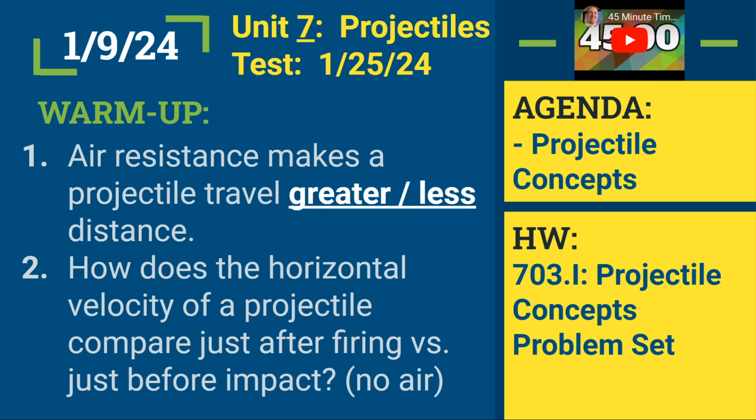The second question says, how does the horizontal velocity of a projectile compare just after firing versus just before impact? This question is assuming that there is no air resistance. And this is something that you looked at in the PhET whenever you were looking at the velocity vectors, and you should have been talking about what happens to the horizontal ones versus what happened to the vertical ones. But here I'm just asking about the horizontal. So what did you guys notice about the horizontal velocity of your projectiles? Yeah, it stayed the same the whole time. Hopefully you saw that in the simulation. We're going to be talking about it again today.